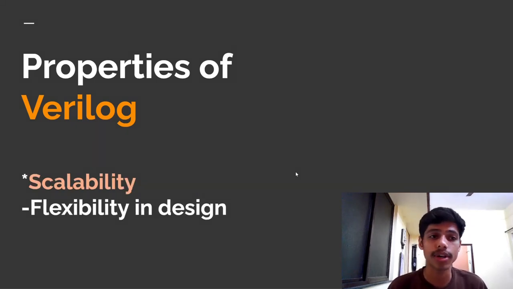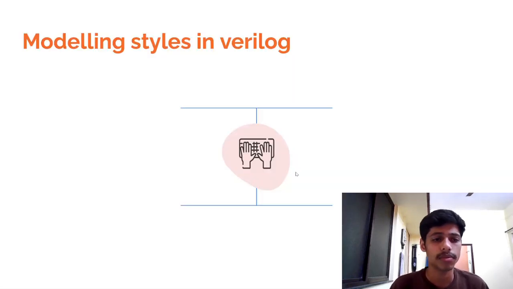Scalability is another property of Verilog. It means we can change the code as per our requirement whenever it is required. It is also like reusability of the code. Just like in VHDL, we can make any module, for example, half adder and full adder. In full adder, if we have created half adder as an entity, we can use that module again in the full adder. So it's also applicable in Verilog.